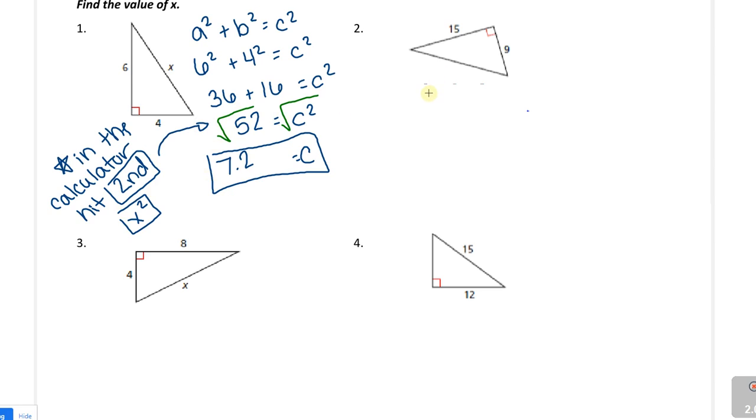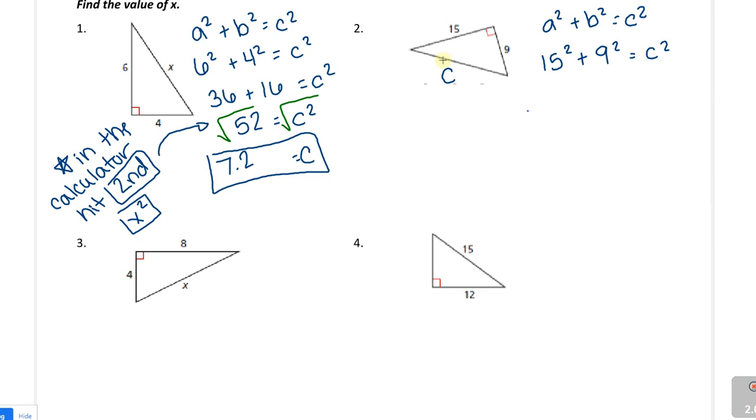Okay, let's look at the next problem here. We have a leg of 15, a leg of 9, and then a missing value. The missing value here is our hypotenuse, so that's going to be our c that we are solving. So write your formula: a squared plus b squared equals c squared. Substitute in 15 squared plus 9 squared equals c squared.